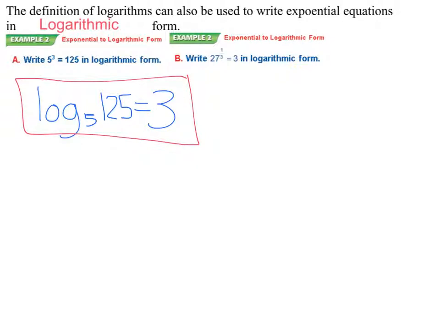We'll do the same thing in the second example. We're going to go ahead and write our log because they want it in logarithmic form. Our first number is going to become our little tiny number. And then remember that exponent is what we grabbed from the outside. So we want to go ahead and put that 1/3 on the outside. And then our last number is going to go on the inside. So we have log base 27 of 3 equals 1/3, and that's going to be our final answer here.